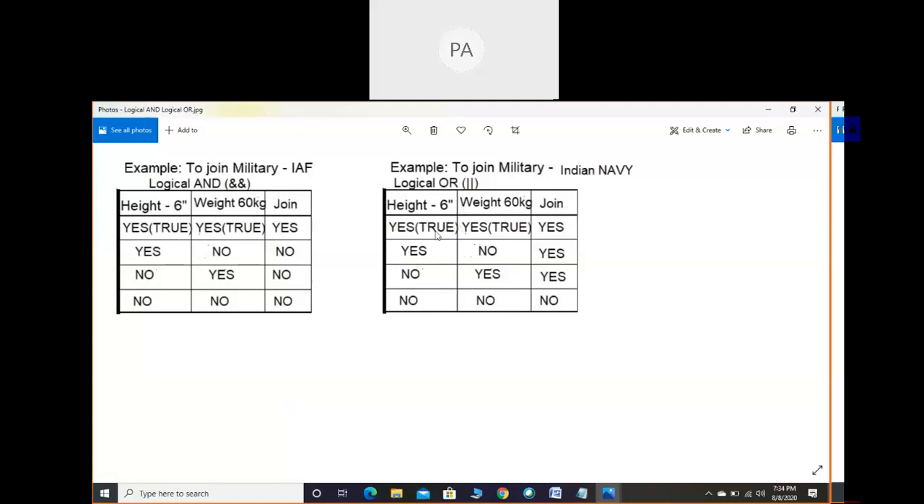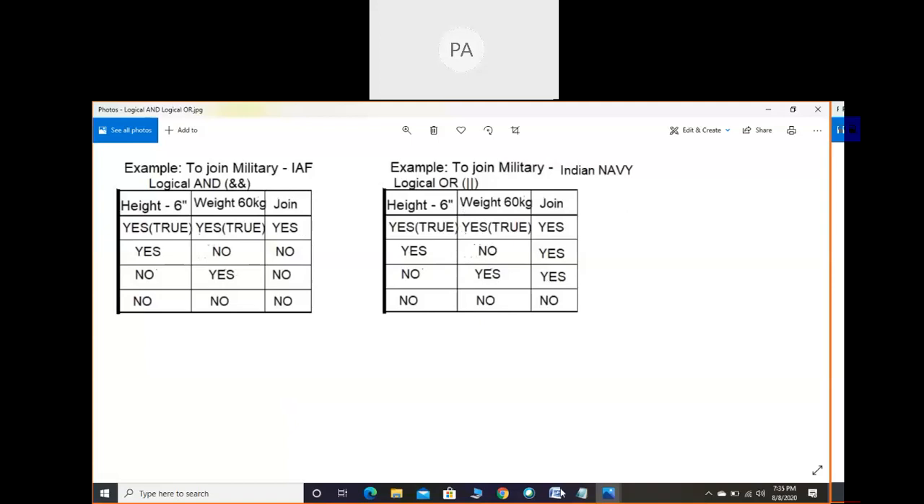In the first case, if he or she is of height 6 feet and weight is 60 kg, yes, he can join. Or if he is of height 6 feet but weight is less than 60 kg, we cannot say he cannot join, because they are telling either this or that. If the height is 6 feet, even if the weight doesn't match, yes, he can join. If the height doesn't match but the weight is 60 kg, then he can join. I'm just giving an example; it should not be compared with the military. If both are failing, that is, the height is less than 6 feet and the weight is less than 60 kg, then he cannot join. So if one condition is satisfied, then he can join. In case of and, both conditions should be satisfied, then only he can join the army. Yes means true here, that's all.